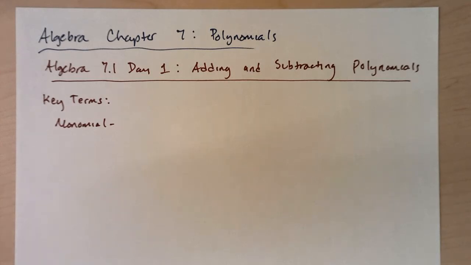Hello, this is Algebra Chapter 7. We'll be talking about polynomials. And in 7.1, before we go over adding and subtracting polynomials, we need to go over quite a few terms. And one of those terms is a monomial.